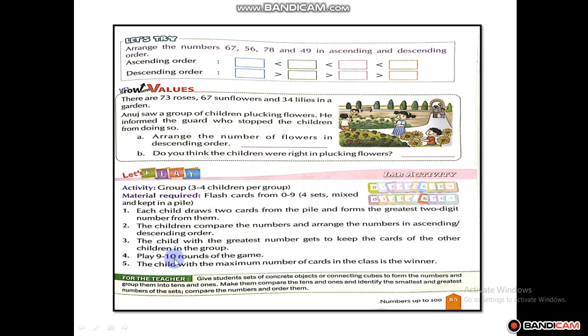Play 9-10 rounds of the game. The child with the maximum number of cards in the class is the winner. So children, you can make the cards and you can play.